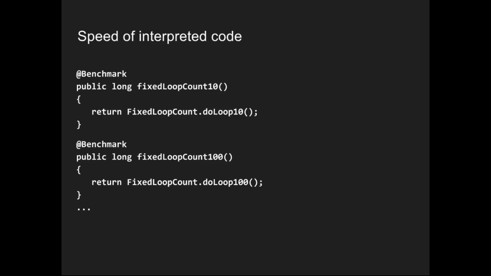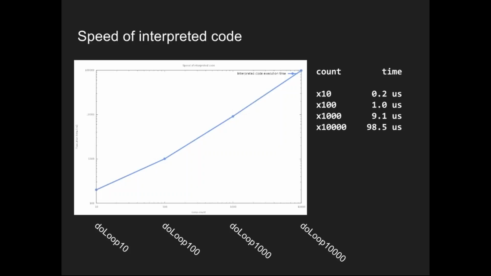Running the benchmark gives us some fairly intuitive results. I've put them on a chart here. Both x and y-axis are log scale. And what we can see is that when running in fully interpreted mode, if we do 10 times the amount of work, then the operation takes about 10 times as long. And this is in line with expectations. Instead of counting to 10, if we have to iterate up to 100, then it should take about 10 times as long.